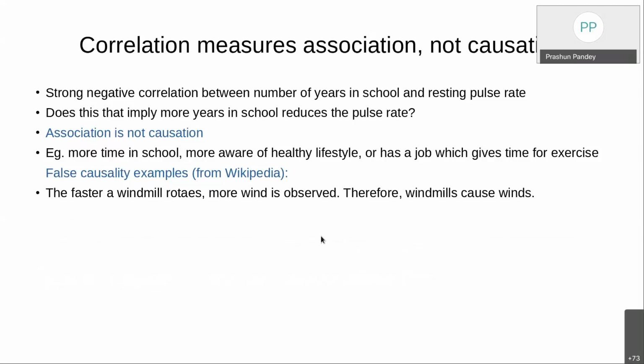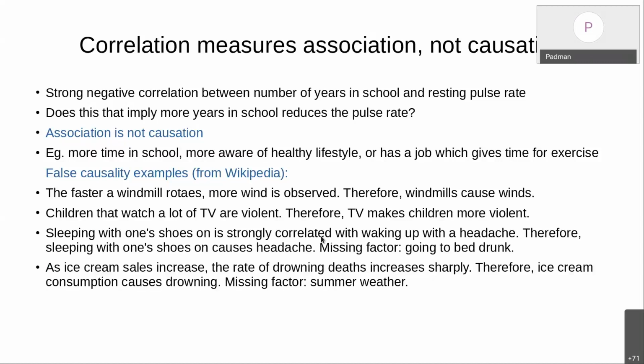Take just one example: children who watch a lot of TV are violent, therefore TV makes children more violent. Why could it be false? It is not necessary that watching TV is going to make you violent. If you conclude, by seeing the positive correlation between violent children and children who watch TV, that they are positively correlated, it does not necessarily mean that TV is causing the children to be violent.